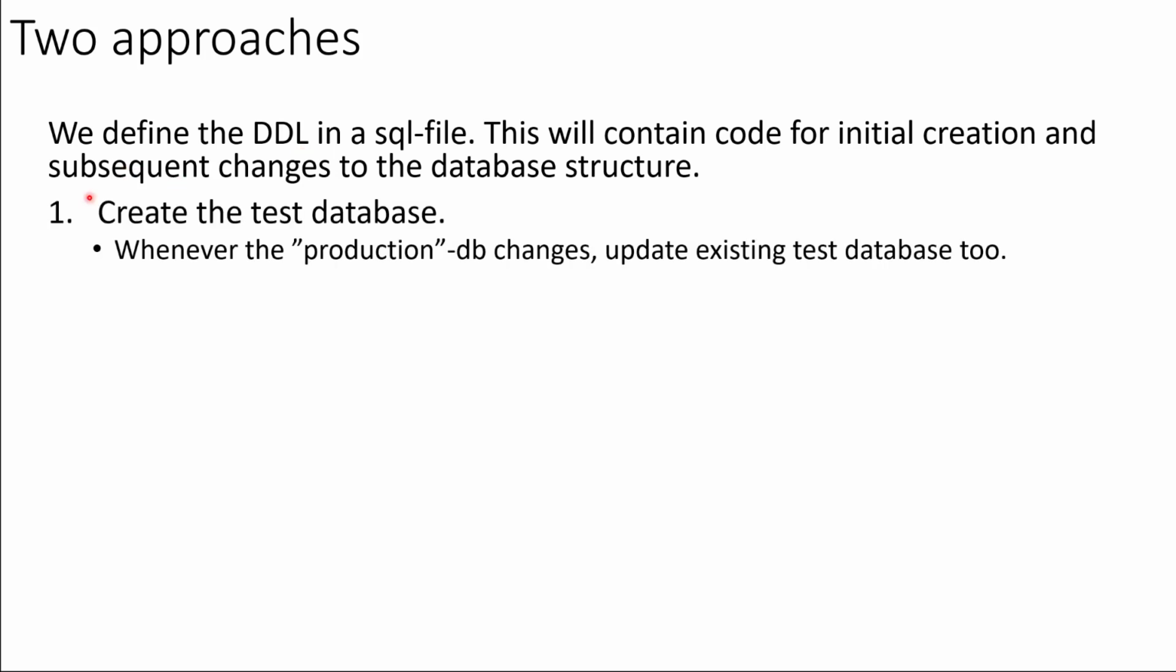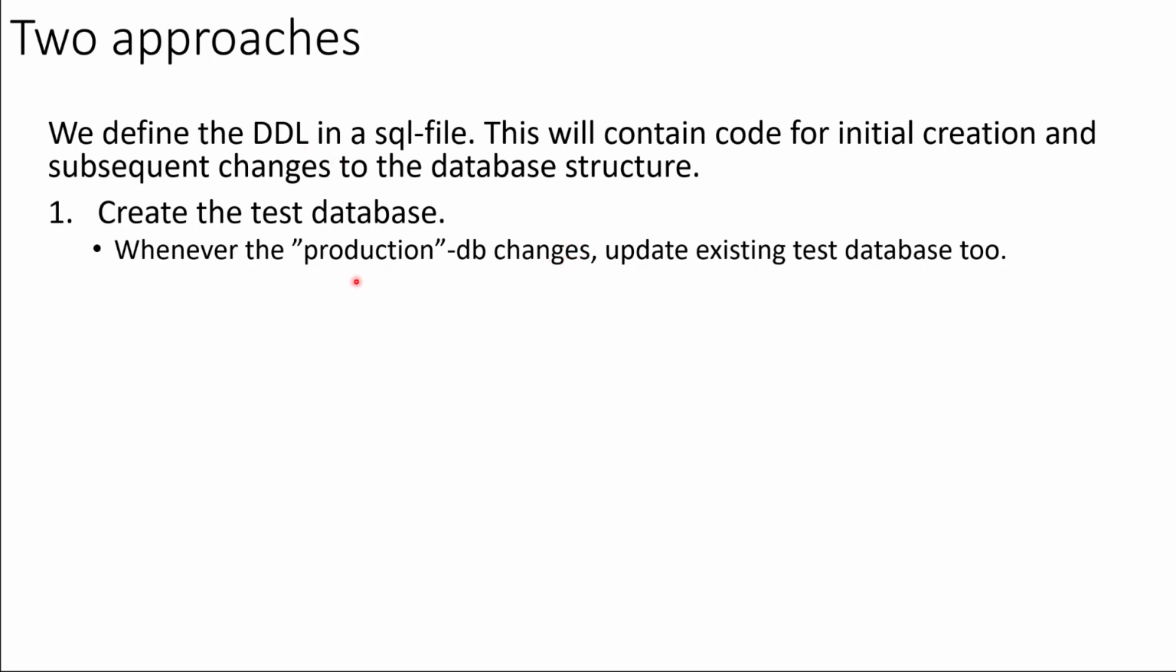Approach number one is that I create the test database with the DDL file manually through, for example, DataGrip. Whenever the production DB changes the database, I update the DDL file, I run that against the ElephantSQL hosted database, and then I also run it against my test database. So the test databases you each have on your own computer, each member in your semester project group.